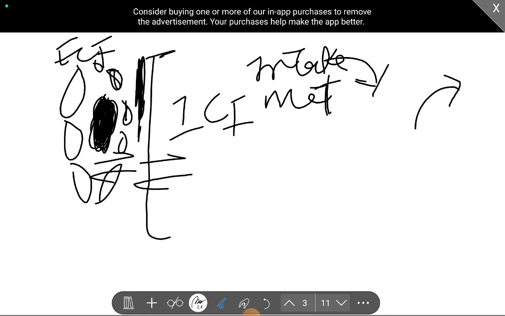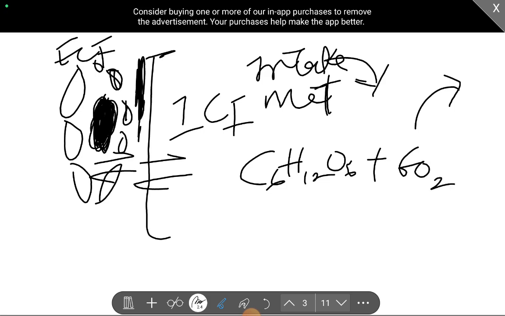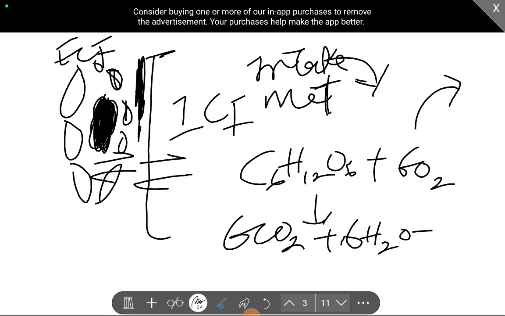Because remember your basic biology, cellular respiration: if glucose is oxidized, is metabolized in the presence of oxygen, which is cellular respiration, C6H12O6 plus 6O2, the end product usually is 6CO2 plus 6H2O plus ATP or energy.